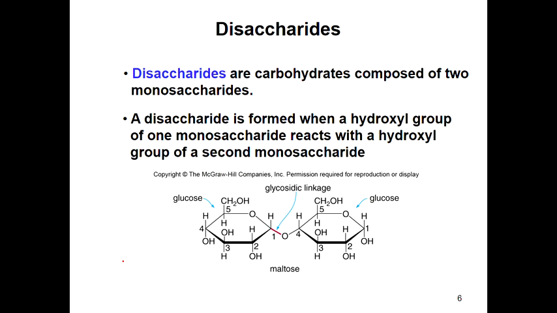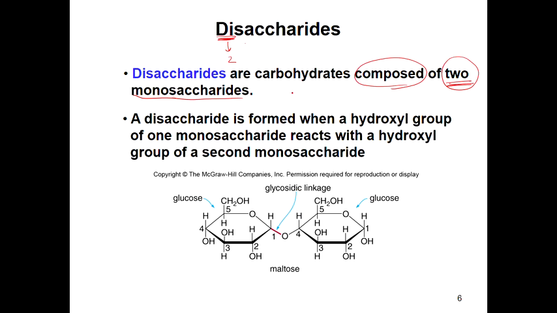If you remember, we talk about 3 different types of sugars: monosaccharide, disaccharide, and polysaccharide. We talk about the monosaccharide. So disaccharides are carbohydrates composed of 2 monosaccharides. So this number 2 means 2 monosaccharides.